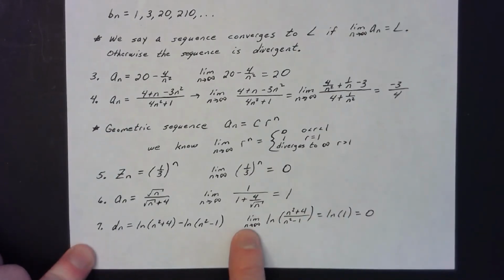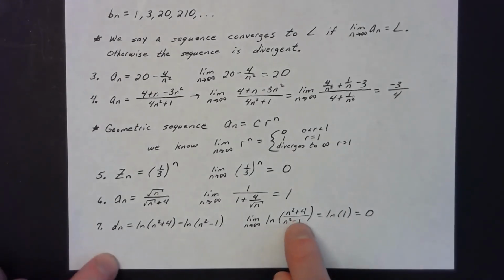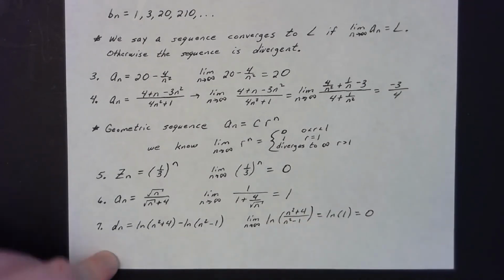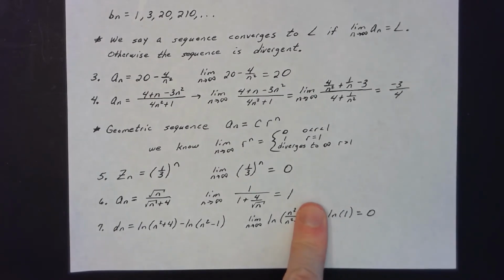I took the limit as n approaches infinity of that condensed sequence notation, and I can easily see, hey, on the inside, you're just going to have n squared plus 4 over n squared minus 1. As n goes to infinity, that plus 4 and minus 1 become completely irrelevant. And you might as well just think of it as n squared over n squared, which reduces down to 1.